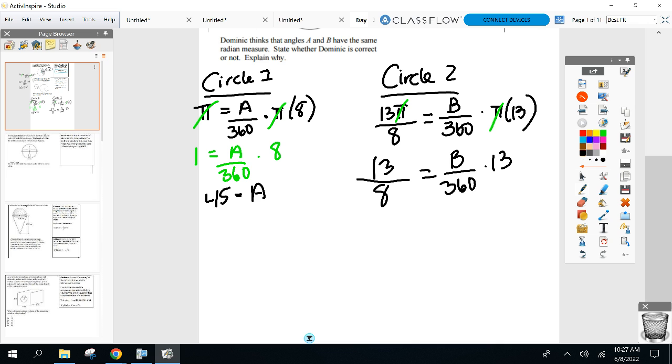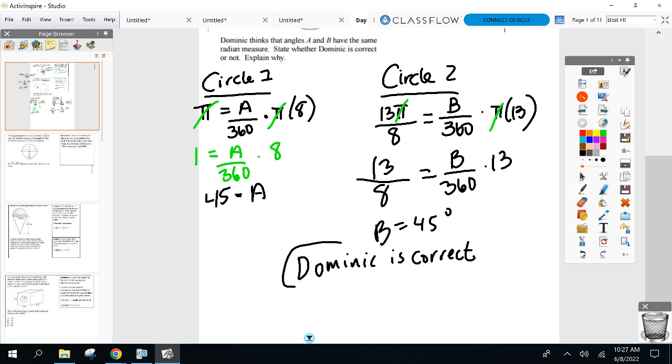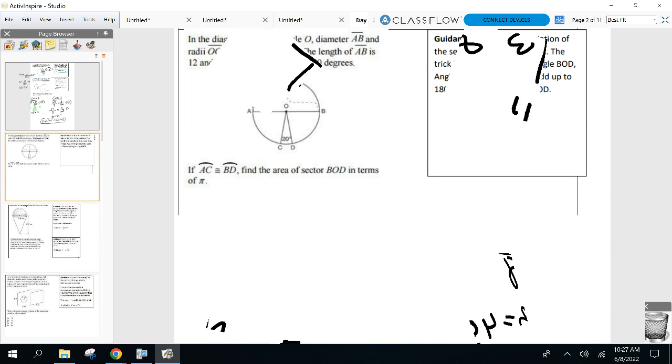$45 still? So Dominic is correct. It says explain why. There's your explanation. Look at my work. Okay. Anything you want to ask? I'd like to see you do the next problem on your own.